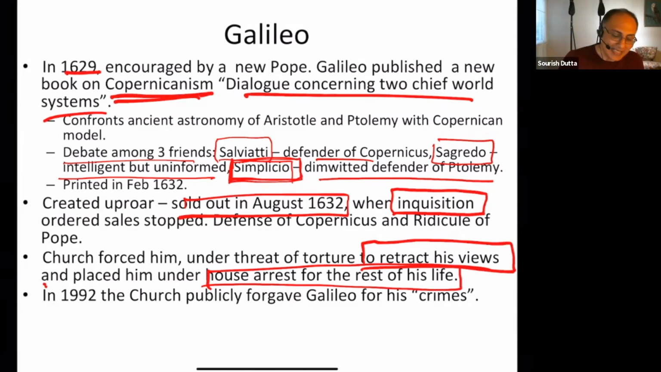Interestingly, in 1992, the Roman Catholic Church publicly forgave Galileo for his crimes. I was a kid at that time, but I remember in India it was in the news, and Pope John Paul II was the Pope at that time. It was in the news how he publicly forgave Galileo 300 years later. So that is the story of Galileo.